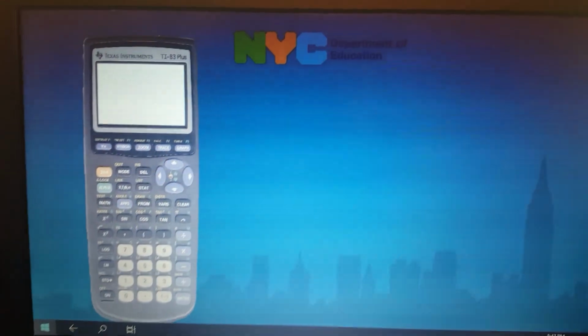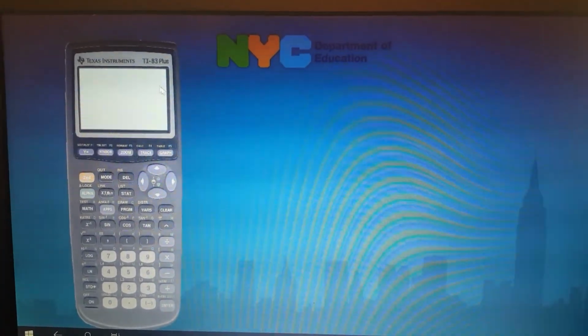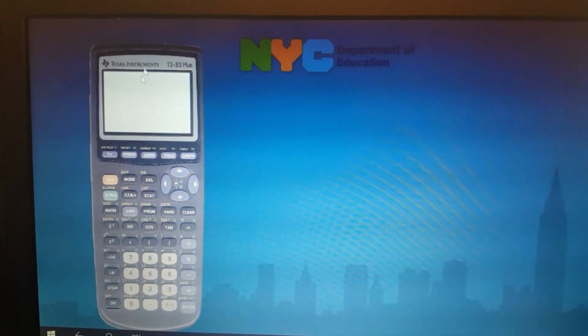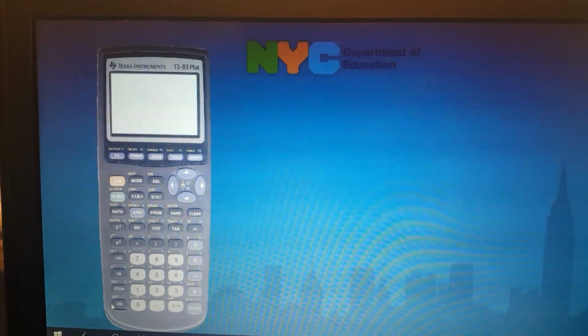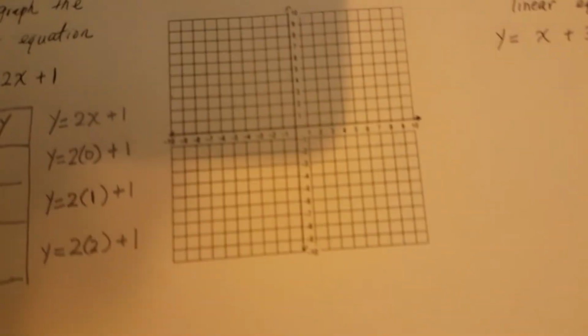Now do you see that? This is a calculator app I just downloaded. If you watch the video, you can download this calculator onto your computer. You're going to press the on button. Okay, now it's on.